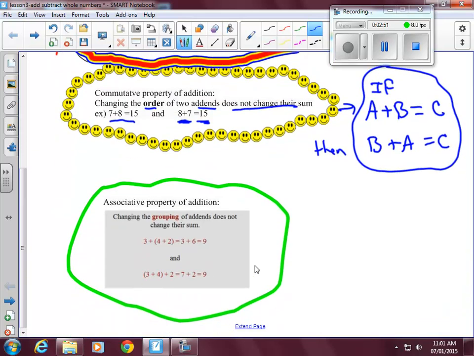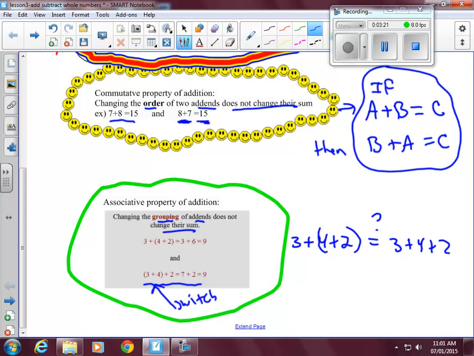Let's try again. The associative property of addition: changing the grouping of addends does not change their sum. I'll zoom in on that, it might be small on your video there. It says 3 plus 4 plus 2 with the 3 and 4 in parentheses. Does that equal the same thing as 3 plus 4 plus 2 down here? And notice the switch in parentheses. Here it's around the 4 and the 2. Here it's around the 3 and the 4.